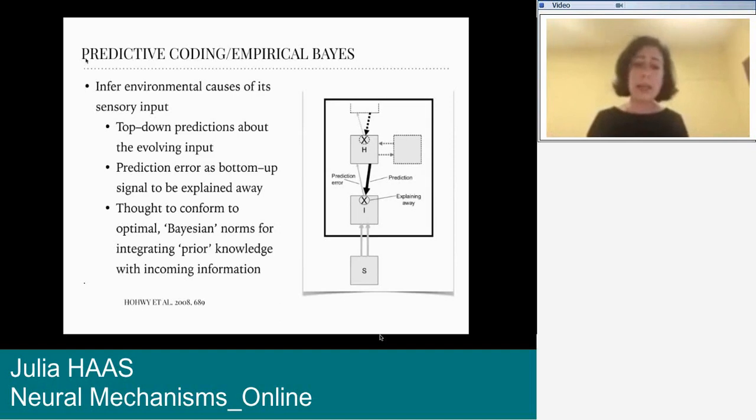Now, the feature that I think is very appealing of predictive coding is that these top-down and bottom-up processes are thought to conform to optimal Bayesian norms for integrating prior knowledge with incoming information. So the idea is that these processes can be modeled using Bayes' theorem, or specifically Bayes' rule, regarding posterior knowledge, right? What knowledge should I then expect to come based on what I have experienced or known in the past, and in conjunction with what I am experiencing now. So we have this unified picture of perception.